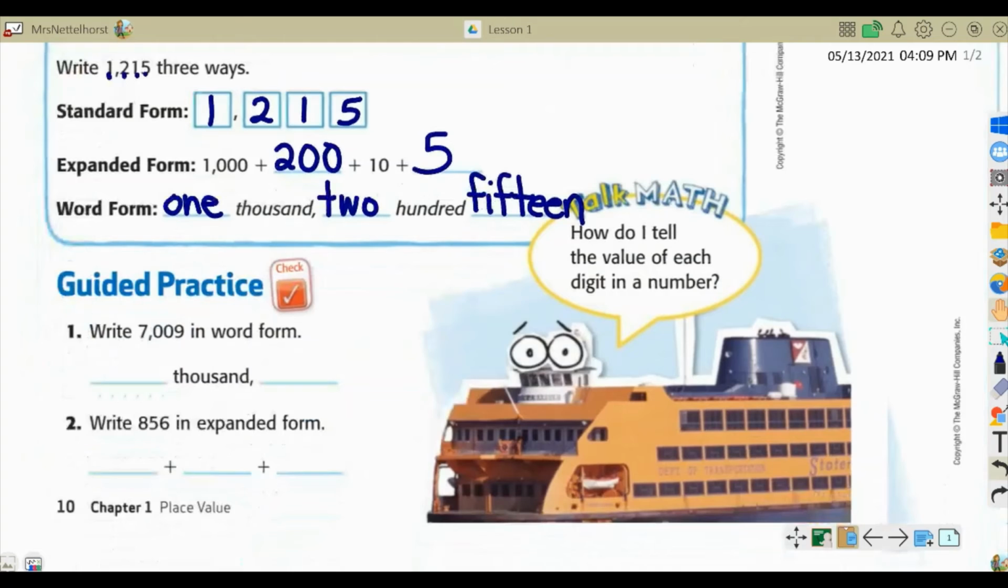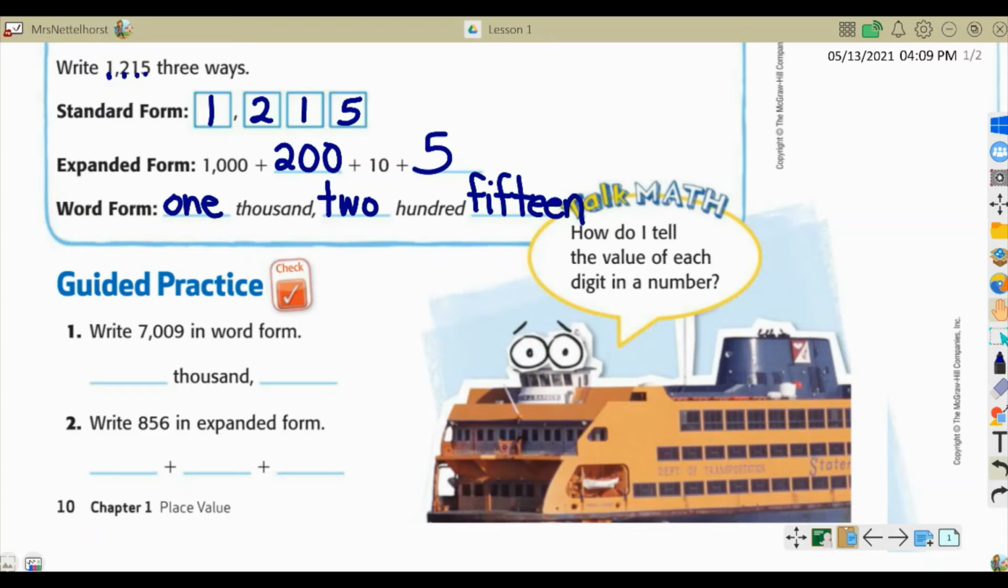Let's go down here to guided practice. This is where you're going to pause, write your answer, and then check your answer. So write 7,009 in word form. Now notice the word "and" is not in there. You only use "and" when there's a decimal point. We are not doing decimals, so do not write "and" in there, okay?